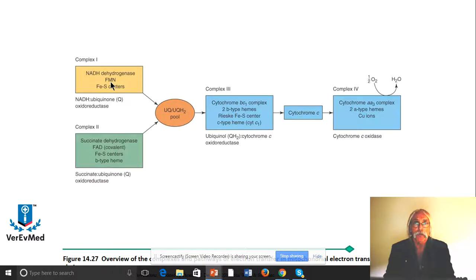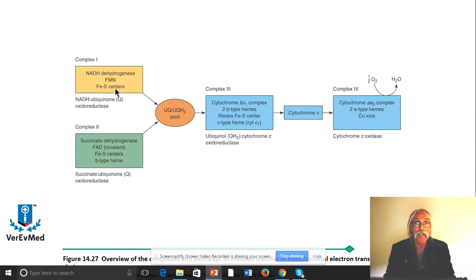It has a flavin mononucleotide associated with it. It also has an iron sulfur center. And there's a secondary enzyme which basically rebuilds the redox state, and that's called NADH ubiquinone oxidoreductase. Complex 1 is going to drive its electrons into the ubiquinone pool, which is right here. Now, let's take a look at complex 2.